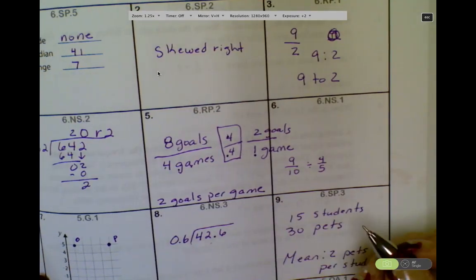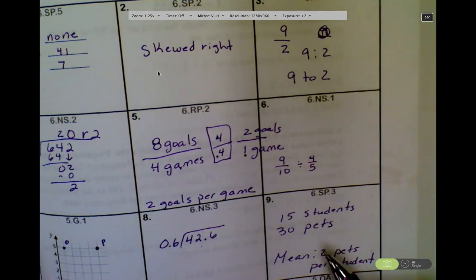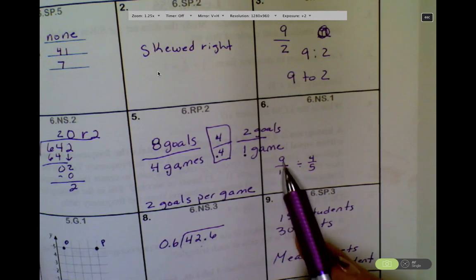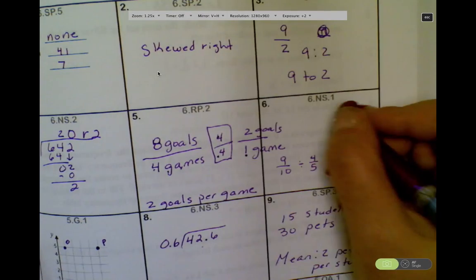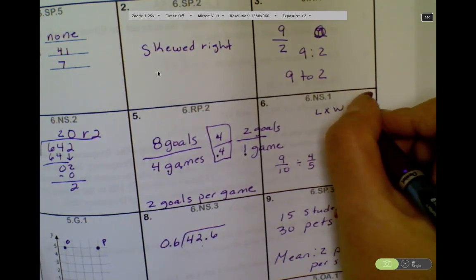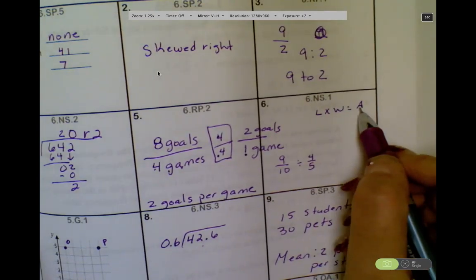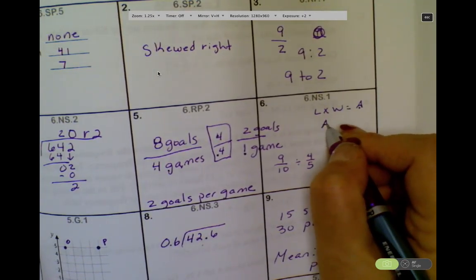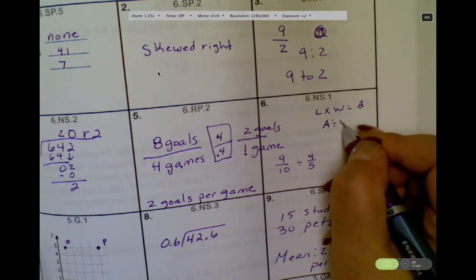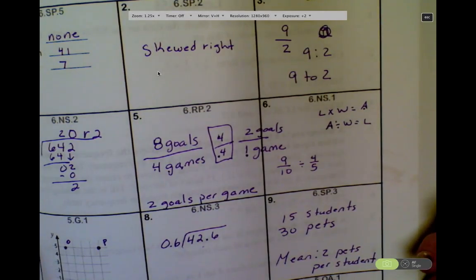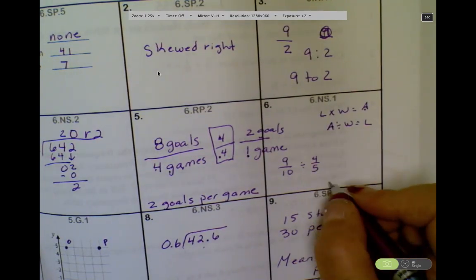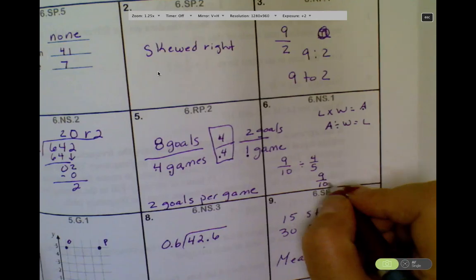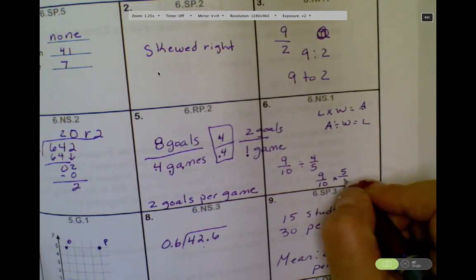Wonderful. The area of a rug, the area is going to be what you're going to divide. So you're going to divide 9/10 by 4/5 because we were trying to find the length of the rug. We know that it's length times width equals area. We have the area divided by the width is going to equal the length. So this would be 9/10 divided by 4/5. To do that, we write 9 over 10 times 5 over 4.